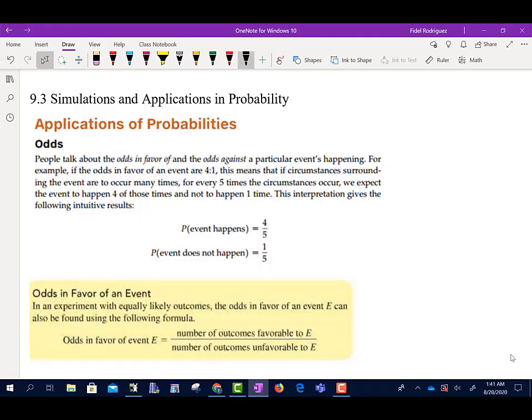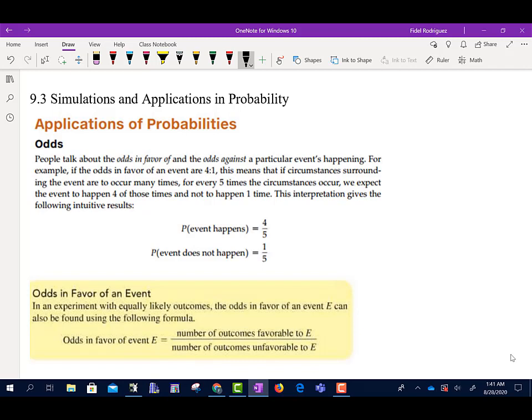All right, so section 9.3 talks about simulations and applications in probability. One of the applications of probabilities we're going to talk about is odds. People talk about odds in favor and the odds against a particular event's happening.